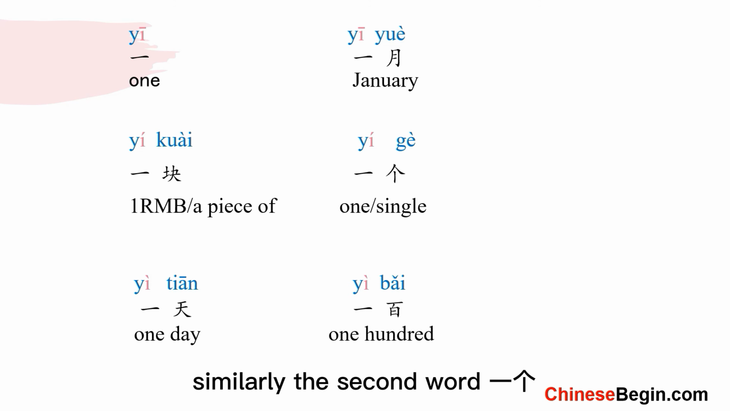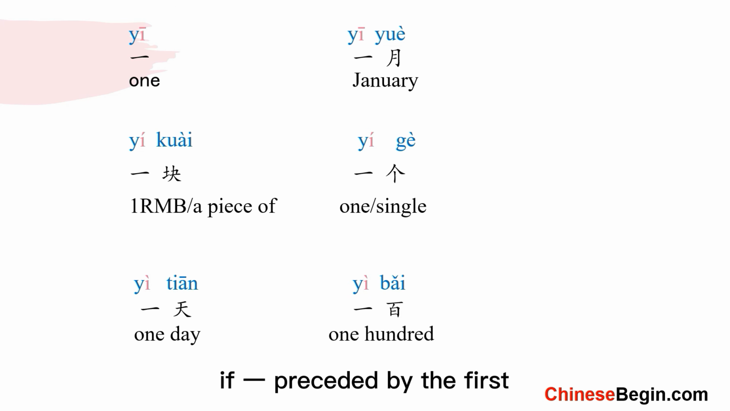Similarly, the second word 一个 means one or single. In this word, the second character has the fourth tone, so 一 should have the second tone, not the first tone.